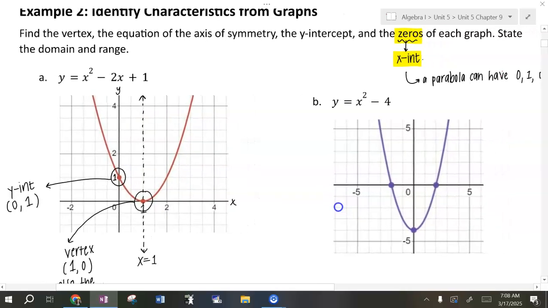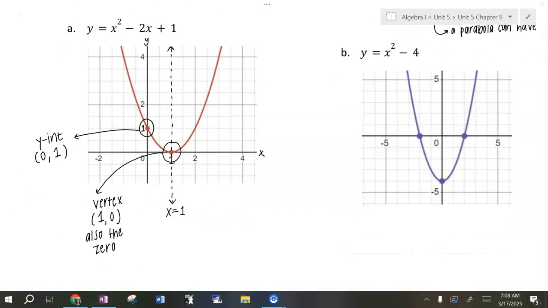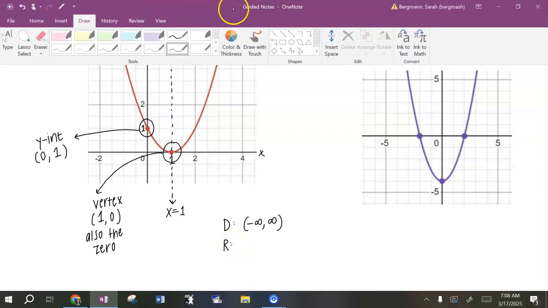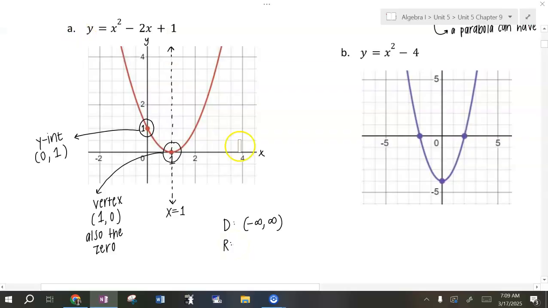Finally, we have to state the domain and the range. Remember, the domain will always be the same answer, negative infinity to positive infinity. This is always the domain for every parabola or every quadratic function. The range is a little trickier though. The range you have to either look from the minimum up to infinity or the maximum and it's down to negative infinity. This one, it's opening upward.